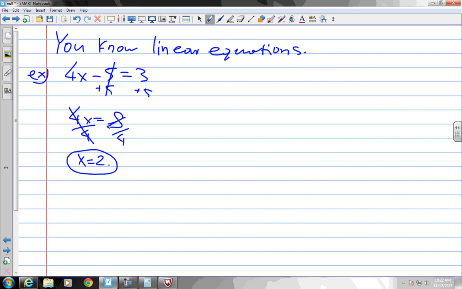But now with the linear, with linear, you either get one solution like that, you can get no solutions, or you can get infinitely many solutions. So there are only 3 options.